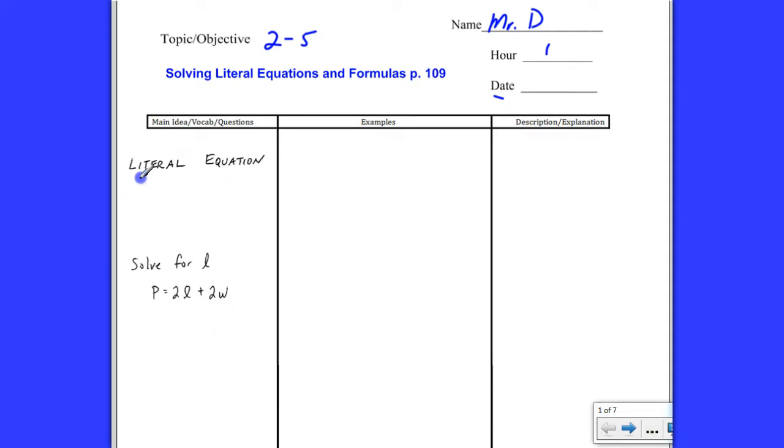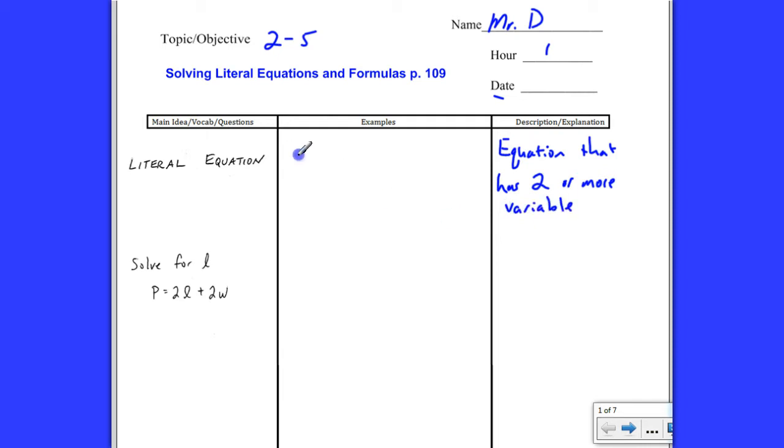We have a vocabulary word, literal equation here. Basically, a literal equation is, I'm going to write the definition over here, an equation that has two or more variables. Okay, that's the definition of a literal equation.